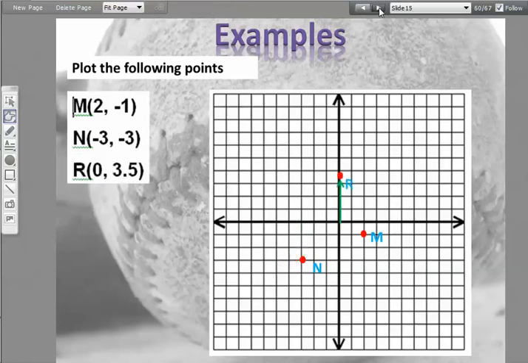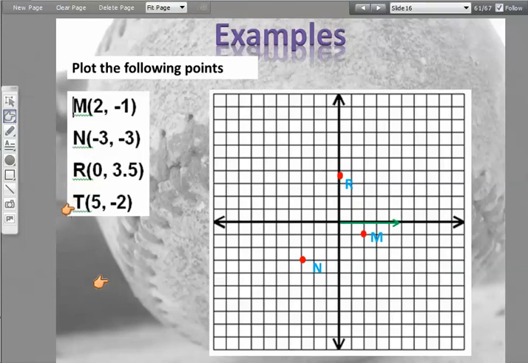Okay. Here my x is 0, my y is 3.5, so this one was kind of tricky. 0 is the origin. So there's my x-coordinate right there, 0. So all I have to do is go up 3.5 units, and there's my point R. I like it when one of them's at the origin. It makes it real short and sweet.